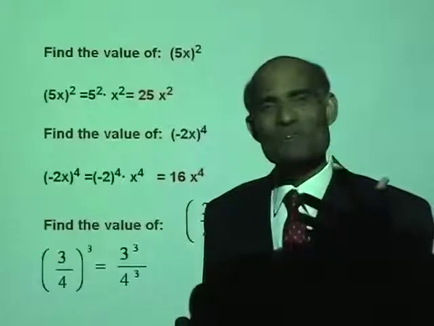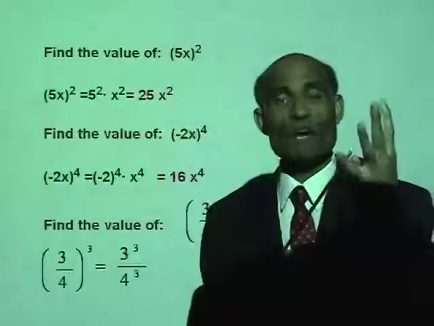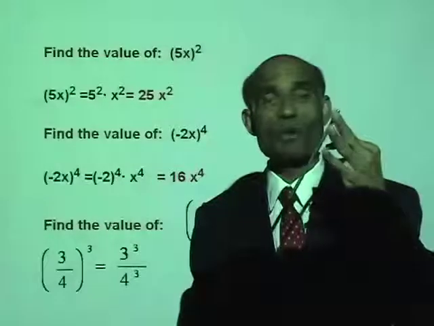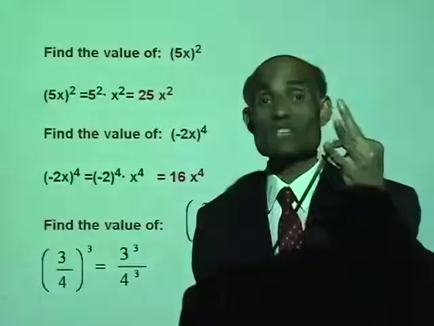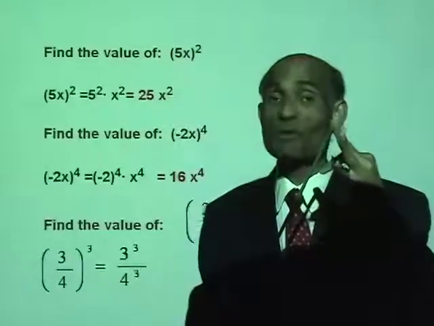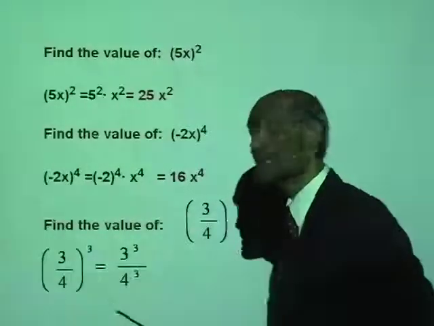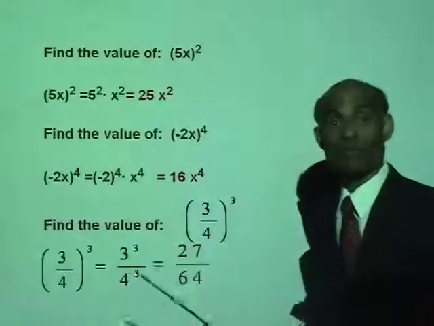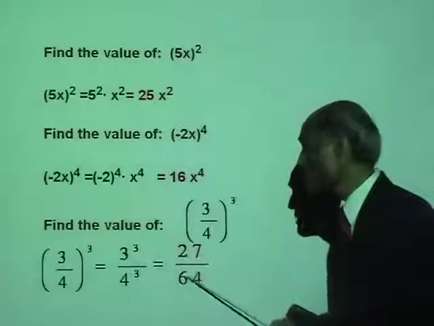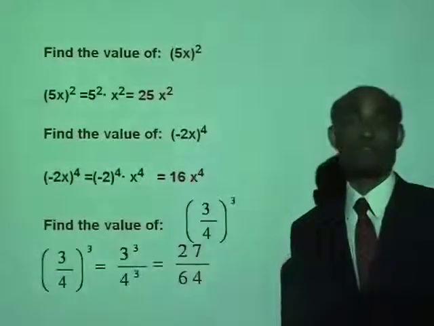Can you tell me what is 4 to the power of 3? You must be familiar with these numbers. 4 times 4 times 4. 4 times 4 is 16. 16 times 4 is 64. 4 to the power of 3 is 64. So this will be 27 divided by 64.